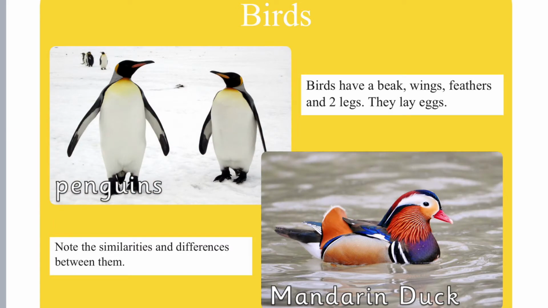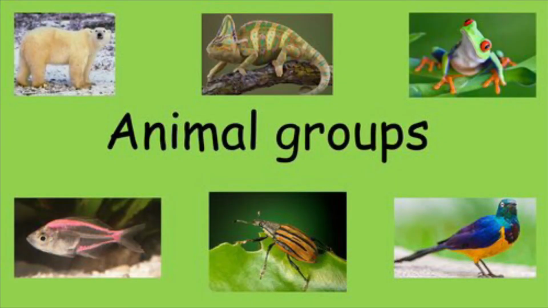Birds. Birds have a beak, wings, feathers and 2 legs. They lay eggs. Take a look at the penguin and the mandarin duck. What things are the same and what things are different? So I've just shown you the different animal groups that scientists use. Can you remember the names of them?